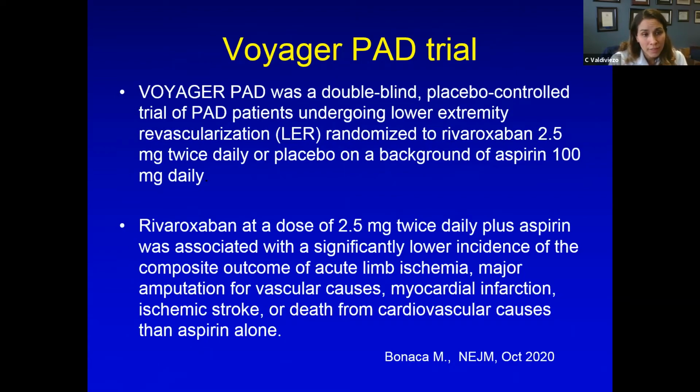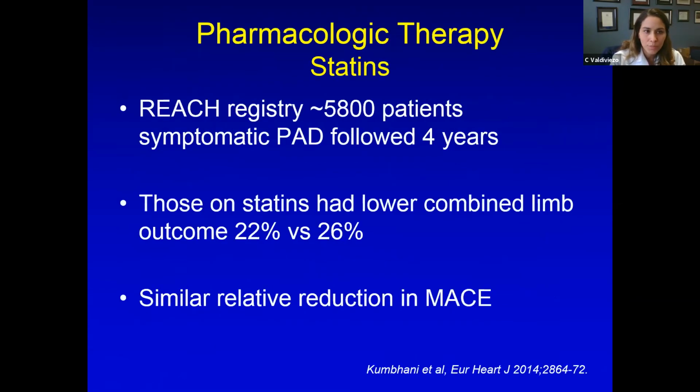And this trial, similar to the COMPASS trial, showed that rivaroxaban, at a dose of 2.5 milligrams twice daily plus aspirin, was associated with a significant lower incidence of the composite outcome of acute limb ischemia, major amputation for vascular causes, myocardial infarction, ischemic stroke, or death from cardiovascular causes than aspirin alone. So there are 2 large double-blind randomized controlled trials that really made an argument for low-dose DOAC with aspirin for these patients with PAD or PAD post-revascularization. So it should always be considered, and keep that in the back of your mind when you see these patients.